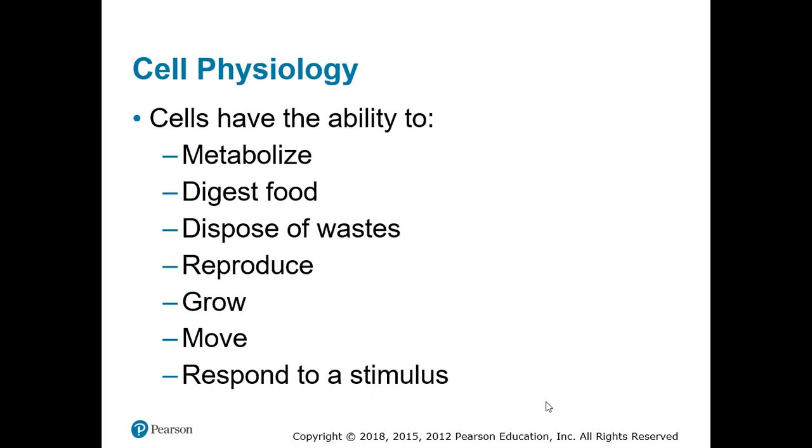No matter what, cells are going to have the ability to metabolize. In other words, they're able to create chemical reactions, digest food, dispose of any waste that they create, reproduce, grow, move, and also respond to a stimulus, because cells are considered to be alive, and these are the characteristics of being able to live.